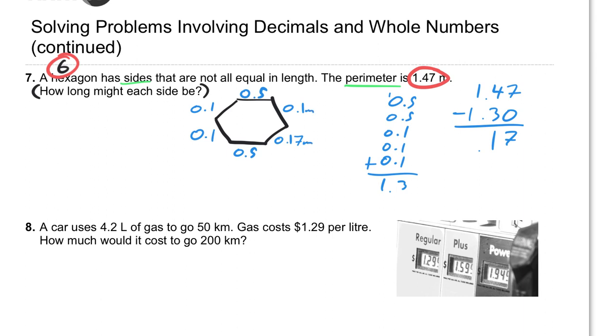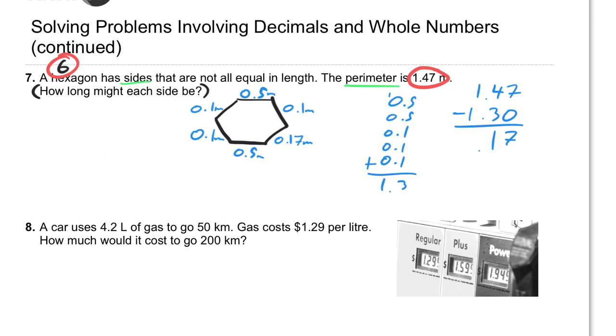And this would be an okay answer, just like this, as long as each of them has the units that we're talking about. So 1/10 of a meter, 3 sides are 1/10 of a meter, 2 sides are 5/10 of a meter, and 1 side is 17 hundredths of a meter. And that is our answer.